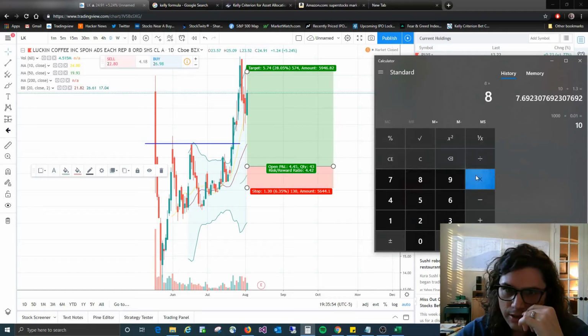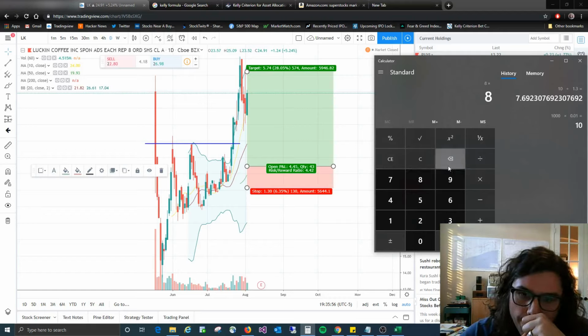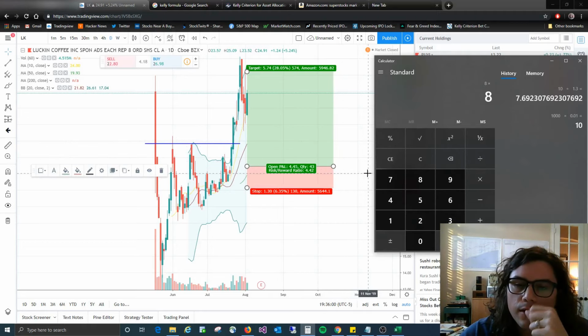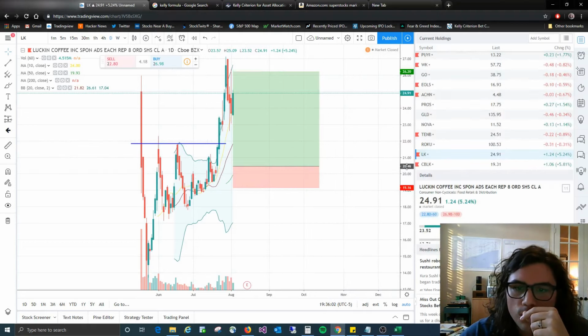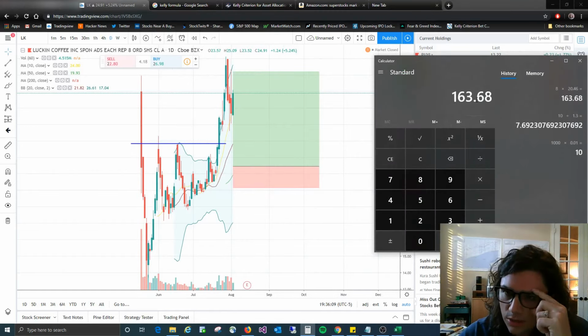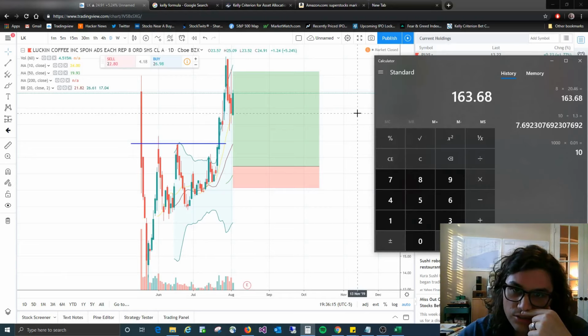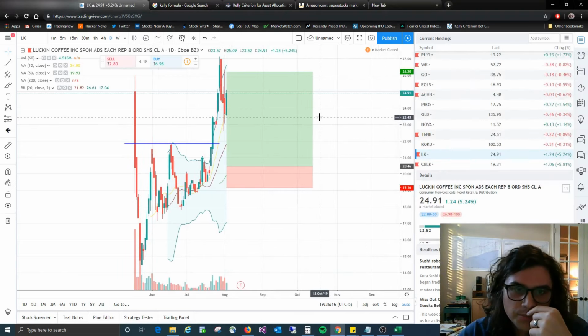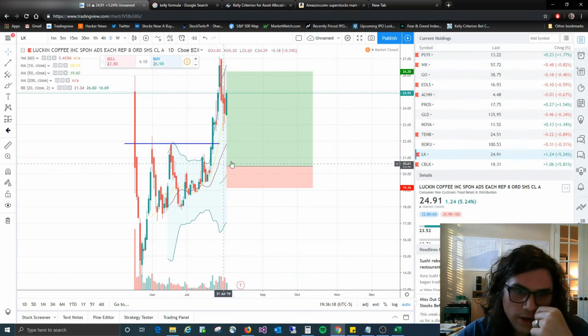So 8 times, what is the price? It was at 20.46. So 8 times 20.46 equals $163 on a $1,000 account. So it's actually a little over 15% of your whole account. So it's a pretty big position size, and it ended up working out pretty good.